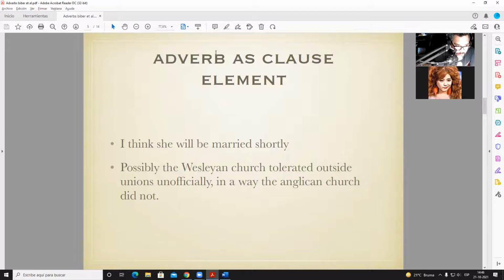The second example, possibly, all over again, the same idea. Possibly, the Wesleyan Church tolerated outside unions unofficially, in a way the Anglican Church did not. All over again, possibly, you can move it. So the interesting fact about adverbs is that they can create adverb phrases. And when we're dealing with adverb phrases inside of a valency pattern, they are representing the idea of an adverbial.